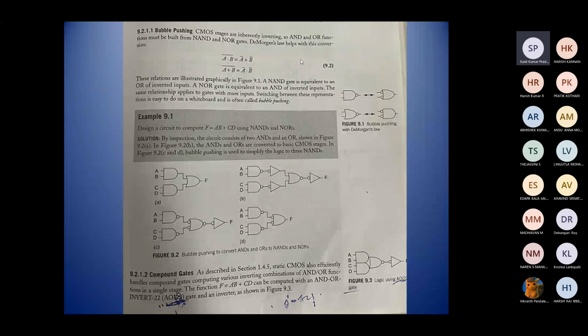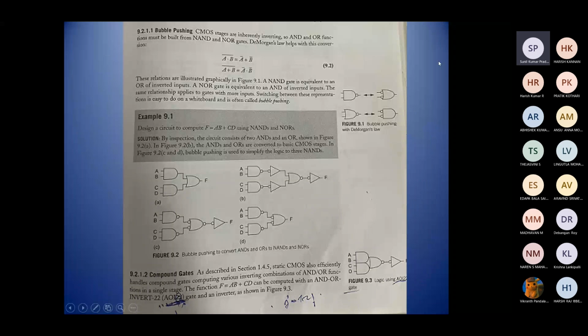The main thing is how you can represent any universal gate like NAND gate or NOR gate in terms of its equivalent inverted inputs. So this NAND gate is basically an OR of inverted inputs, and this NOR gate is equivalent to an AND of inverted inputs. Okay. So switching between the representations is what we call bubble pushing. So this way of representing is called bubble pushing.